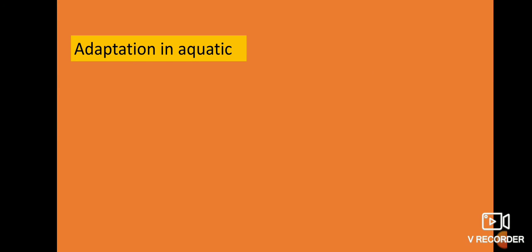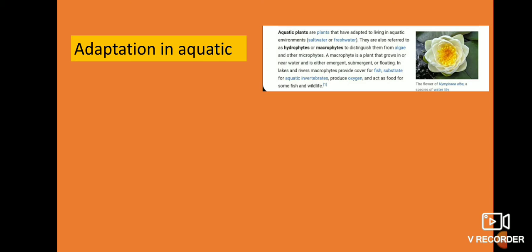Now, aquatic adaptation in plants. How have they adapted? See here, aquatic plants are plants that have adapted to living in an aquatic environment. It means the plants survive in water. It is called aquatic, that lives in water. They are also referred to as hydrophytes or macrophytes.